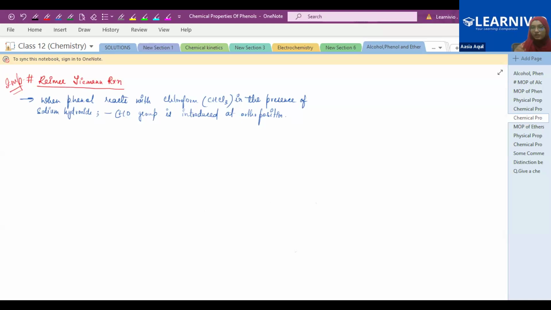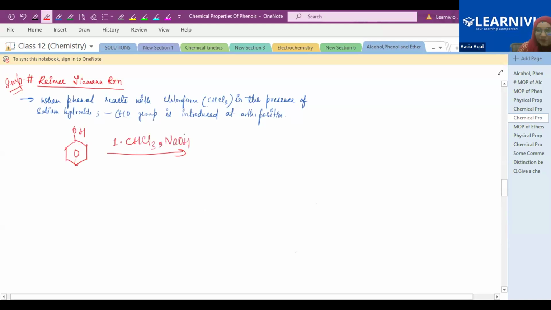So Reimer-Tiemann reaction. When phenol reacts with chloroform, what is chloroform? CHCl3. In the presence of sodium hydroxide, means in the basic medium, this reaction occurs. So this is your phenol. In the presence of CHCl3 and sodium hydroxide in basic condition, and in the second step, we just do the acidification. We just add acid. Okay, so you will get salicylaldehyde.